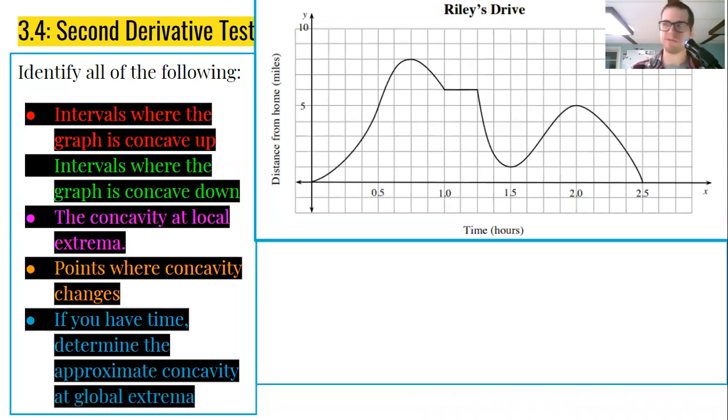So I'm going to keep using this graph because there's a lot of great stuff we can pull from it. So there's a bunch of things that I'd like to try to identify. I want to try to identify where the graph is concave up, intervals where the graph is concave down, the concavity at local extrema, points where the concavity changes, and if we have time, and we will briefly, determine the approximate concavity at global extrema.